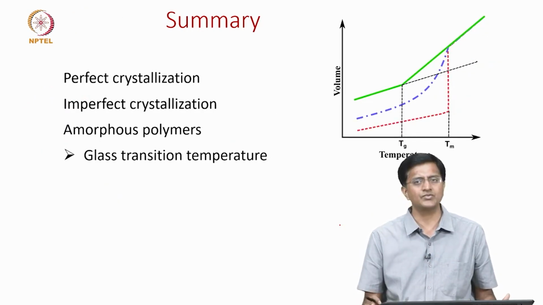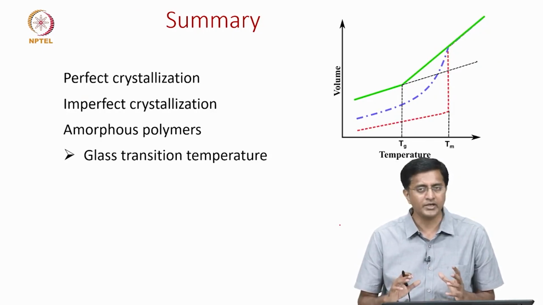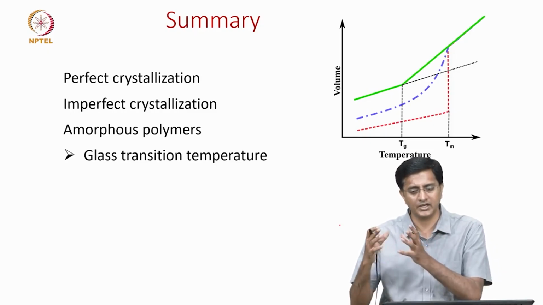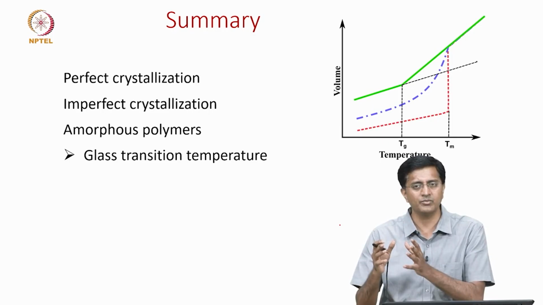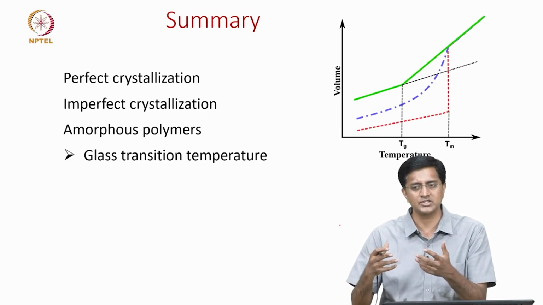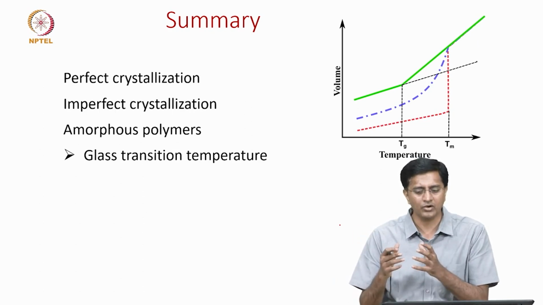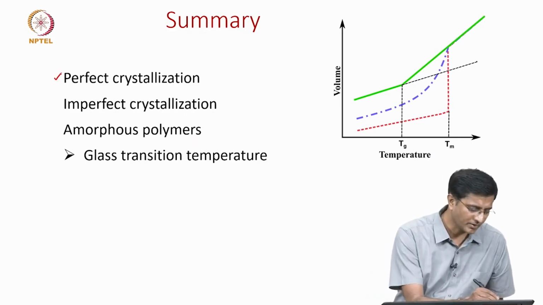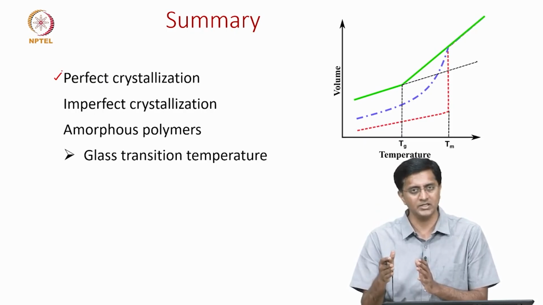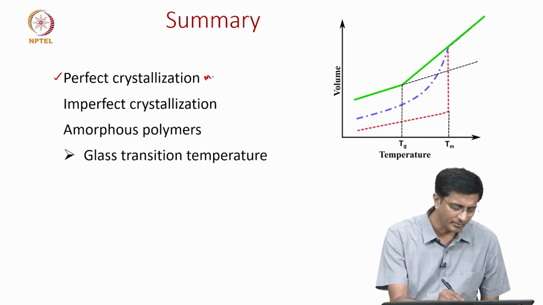So, let us now summarize what we have discussed in this video. We looked at what happens when we start with a polymer in a liquid state at high temperatures. We said at high temperatures it is in an amorphous state, meaning the molecular chains are very randomly packed. But as we cool down, if there is perfect crystallization, then we see a sudden change in the volume, and this happens at the melting point temperature. This only happens for metals.